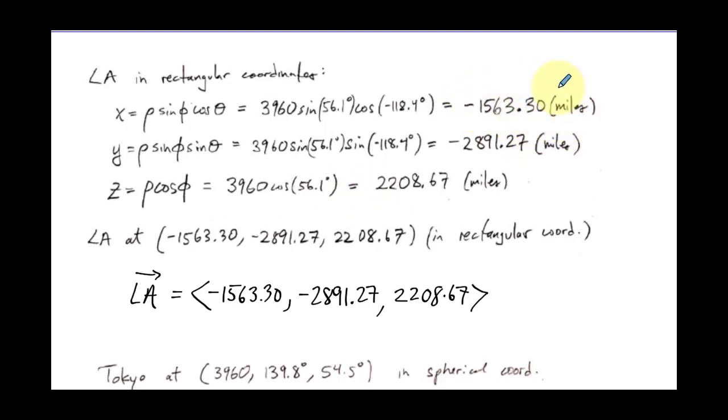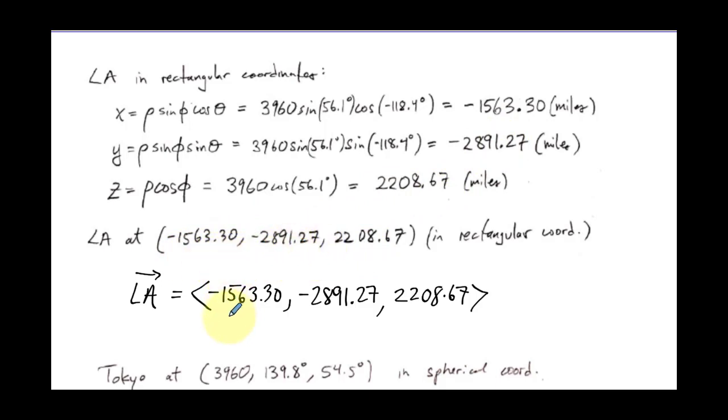That's the position on the x-axis in miles in three-dimensional space for that point on the surface of the Earth. And then I'll do the same thing with the y-coordinate: rho, 3960. Phi is the same angle. Theta is the same as it was there. I get negative 2891.27 for the y value. And for z, rho cos phi, 3960 times the cosine of 56.1, gives me 2208 on the z-scale. All of these units are in miles. So that gives me the rectangular coordinates for the point.